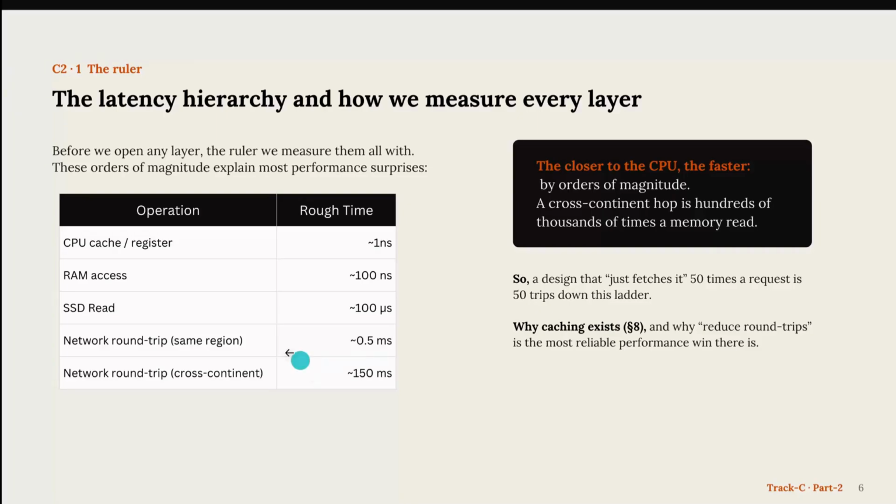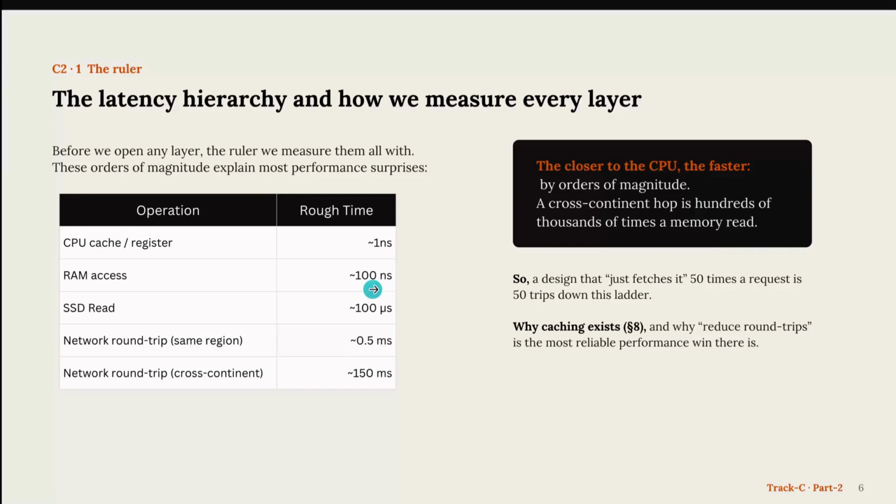Every layer has its own rough calculation of the time it takes to process. For example, if it is CPU or cache or register, it takes approximately 1 nanosecond. If it is a RAM access, the moment you try to access the RAM and for it to give a response, it takes approximately 100 nanoseconds. It's here itself, it's multiplying by 100. From CPU to your RAM, this itself is 100 times multiplied.